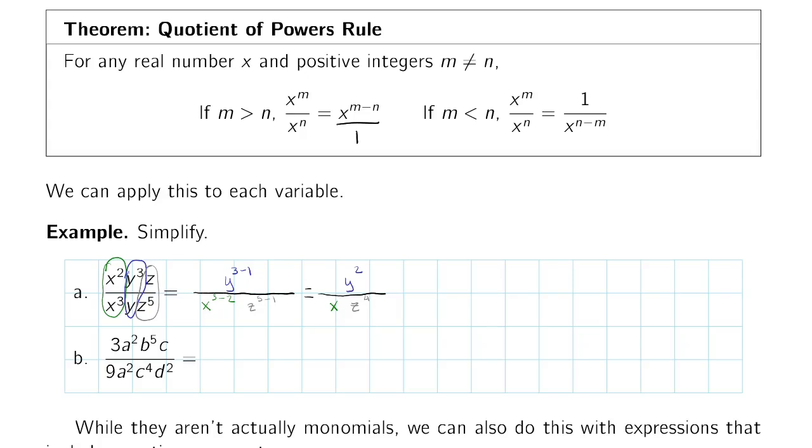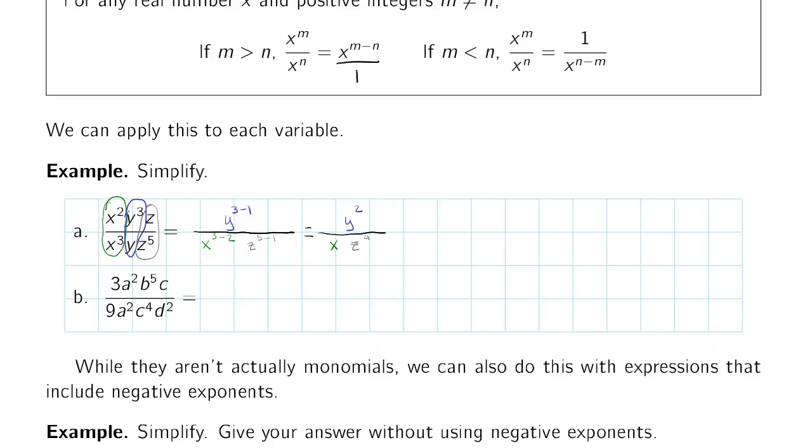Let's see a second example. Here I have 3 times a squared times b to the fifth times c over 9 times a squared times c to the fourth times d squared. Now the first thing I notice is that I just have identically a squared in the numerator and denominator. That's a common factor. I can cancel it. As for numbers, in my numerator I have a 3. In my denominator, 9 is 3 times 3. So I'll have a factor of 3 that cancels there.